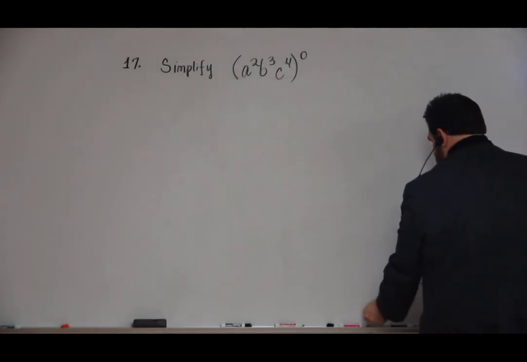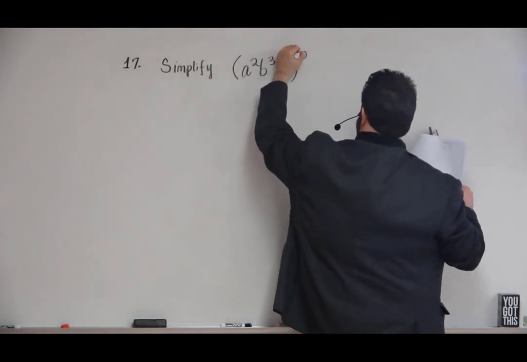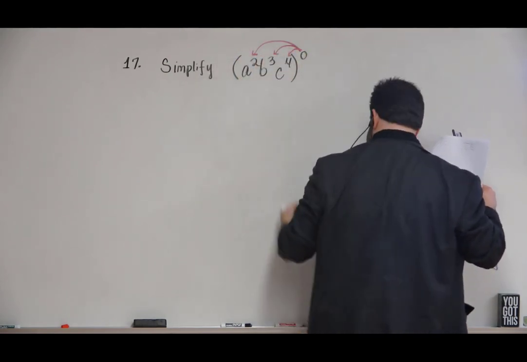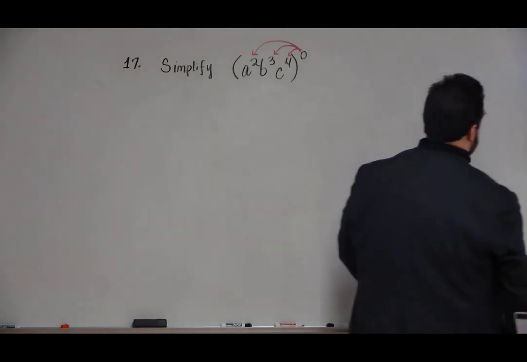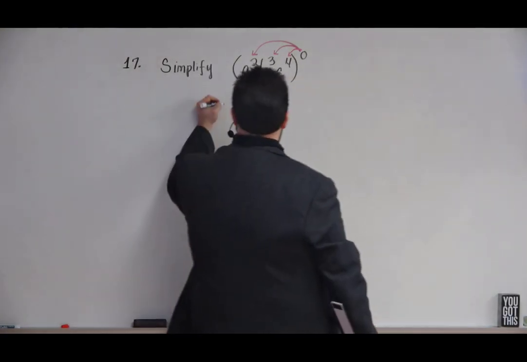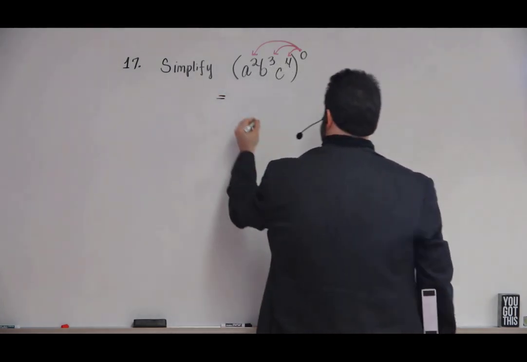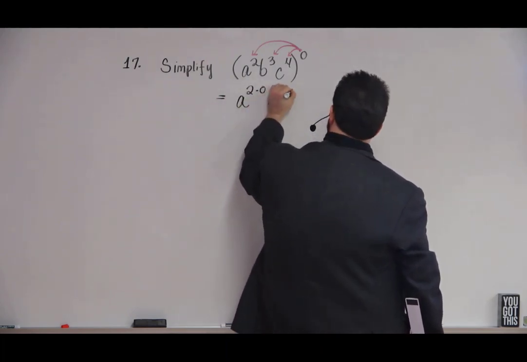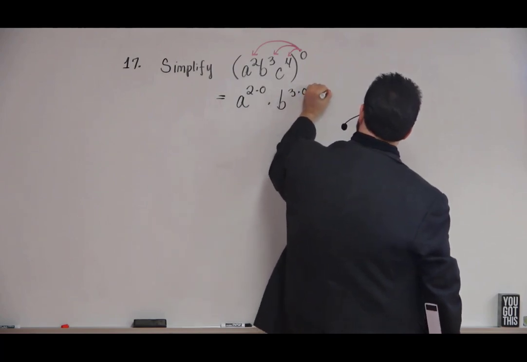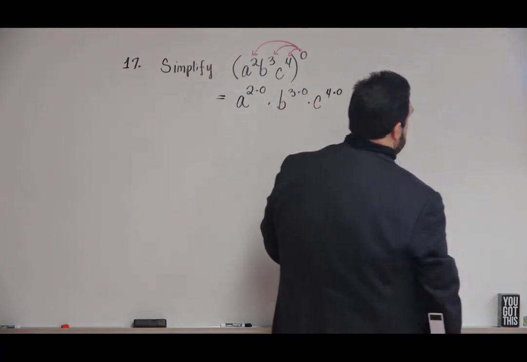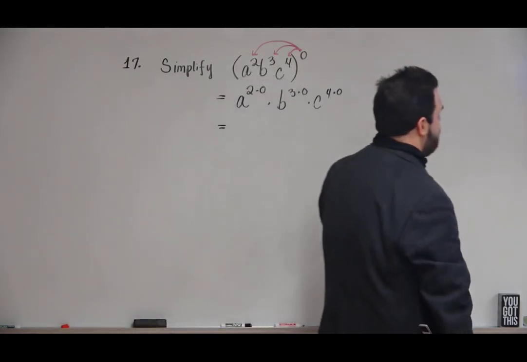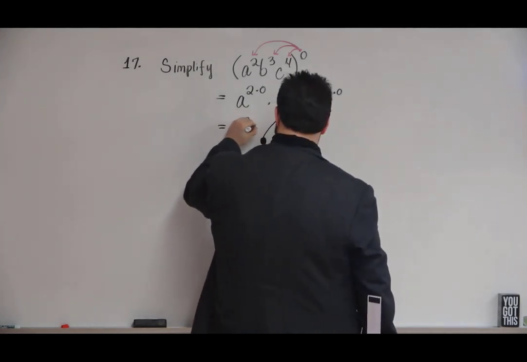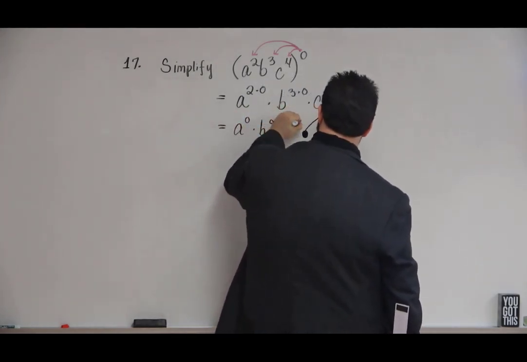Guys, remember, the power of a product rule states that you're going to distribute, multiply that 0 to every exponential term. Okay, so let's get rid of the parentheses now, and we'll write a to the 2 times 0 times b to the 3 times 0 times c to the 4 times 0. Okay, big brain. 2 times 0, 0. 3 times 0, 0. 4 times 0, 0. So we have a to the 0 times b to the 0 times c to the 0.